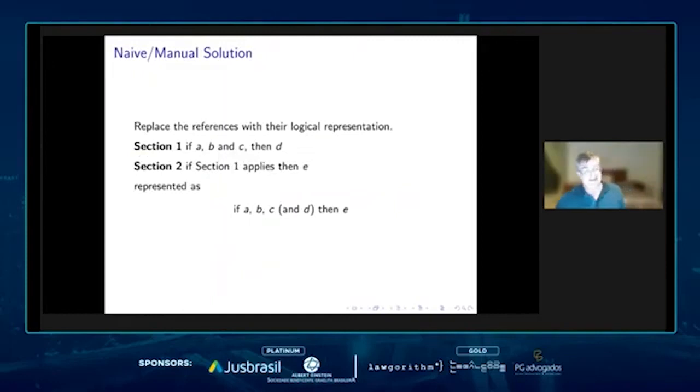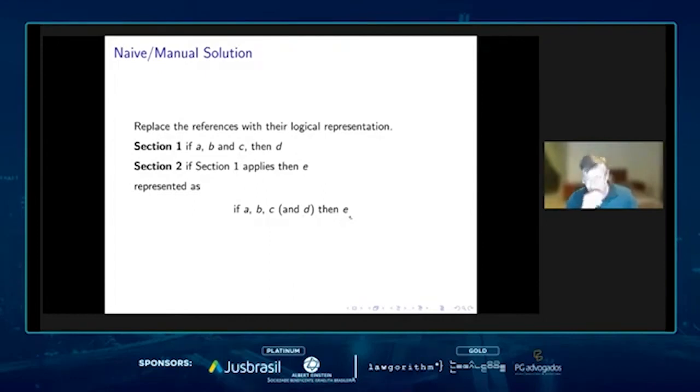So what is the solution? The solution is that every time we have a reference, we replace it with its logical representation. For example, if section 1 can be encoded as: if A, B, and C, then D, and section 2 says that if section 1 applies, then E, we can represent section 2 as: if F, B, and C, then E. We take the logical representation of section 1, substitute it for the reference to section 1, and include it in the other sections.